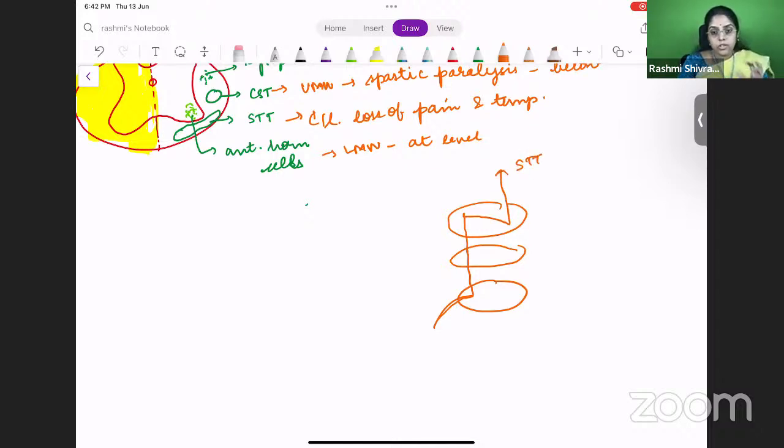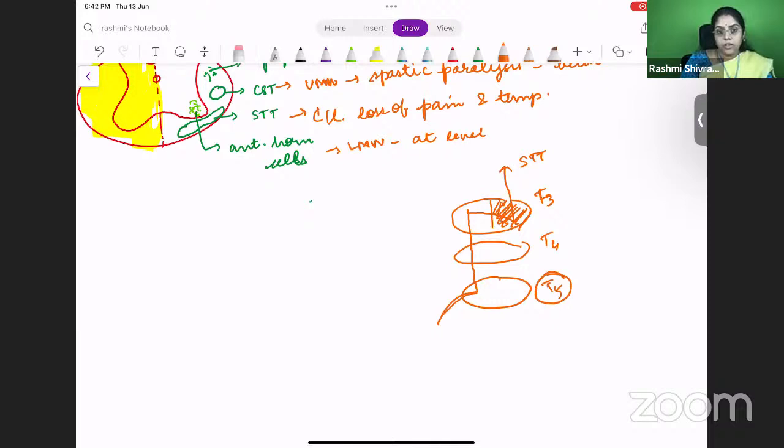So essentially, when you lose a sensation, it happens 2 to 3 levels below the level of lesion. Suppose you have a hemisection on this side. The loss will be perceived two levels below. Say this is T3, then the level of loss will be T4 and T5. So if there is a lesion at T3, you will perceive the loss at the level of T5.